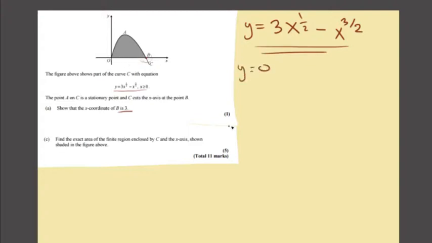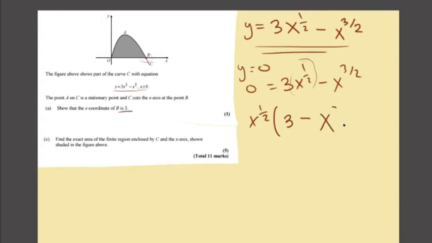So we do y is equal to 0, so we have 0 is equal to 3x to the power of a half minus x to the power of 3/2. We will factorize this, so we can take out x to the power of a half. So let's do this. We get 3 minus x equal to 0, and so looking at this, this is equal to 0, or this is equal to 0. And so from this we can tell that the point B will be equal to 3.